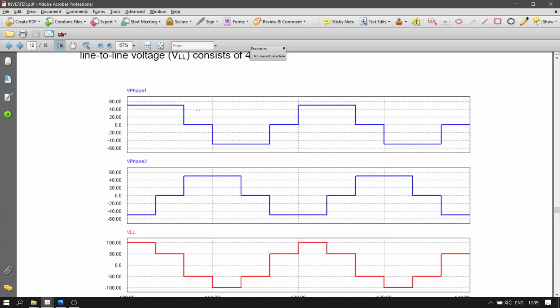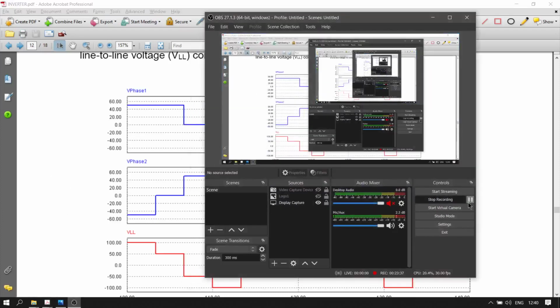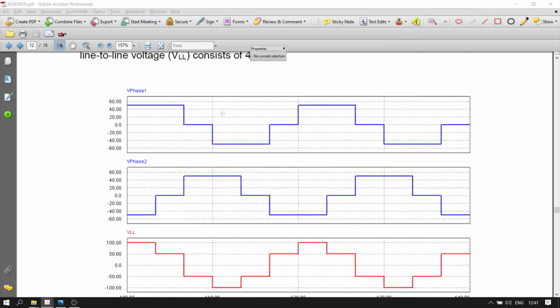If you are required to find the Fourier series of the waveform, you have to observe this waveform first, right?